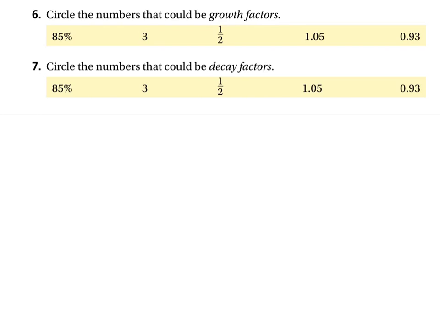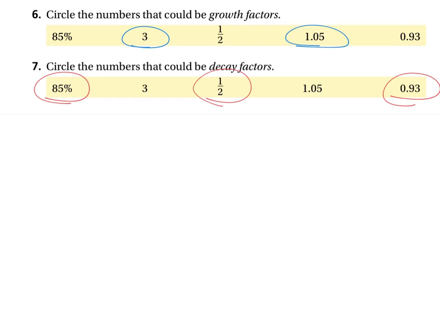Remembering that growth factors are when they're greater than 1, our growth factors would be 3 and 1.05. Remembering that decay factors are when they're between 0 and 1, that's 85%, 1/2, and 0.93. Once again, when B is greater than 1, it's a growth factor. When B is between 0 and 1, it's a decay factor.